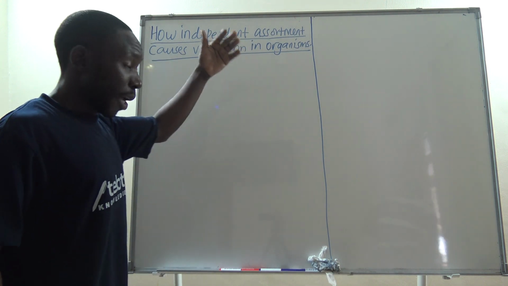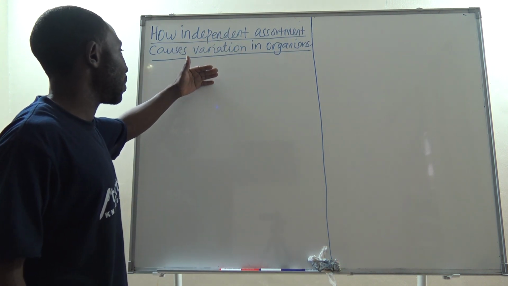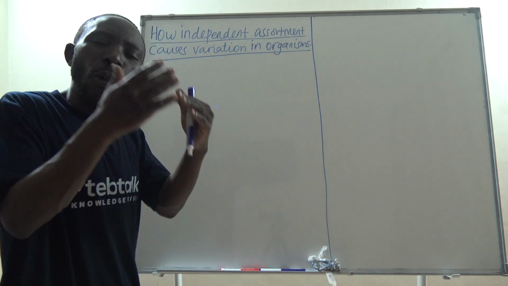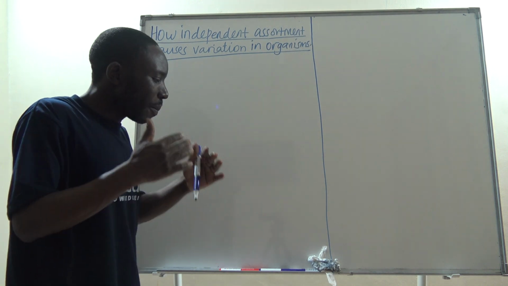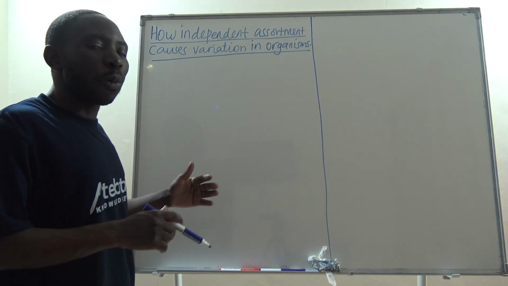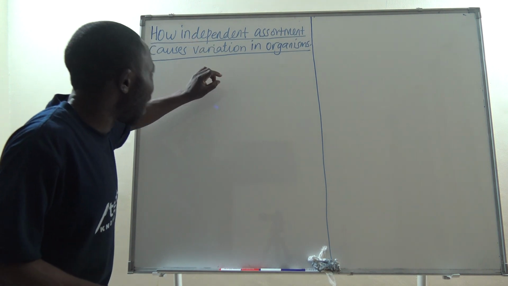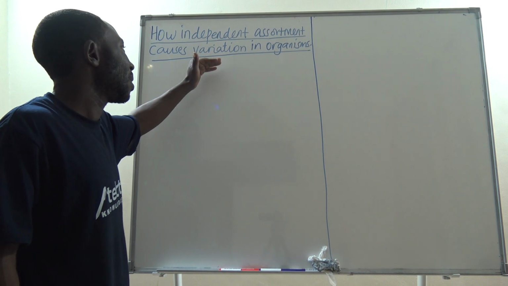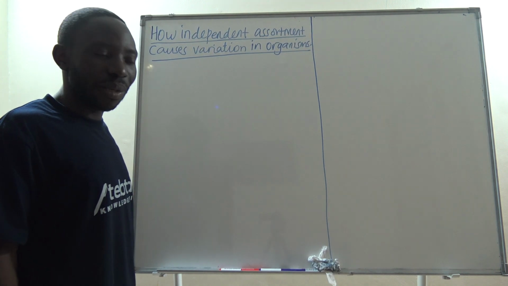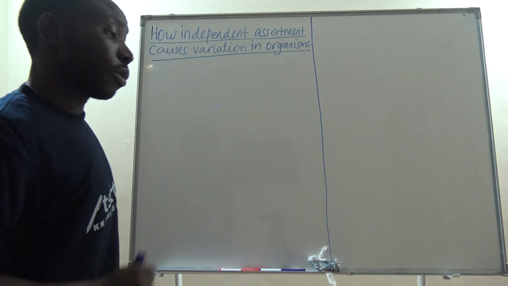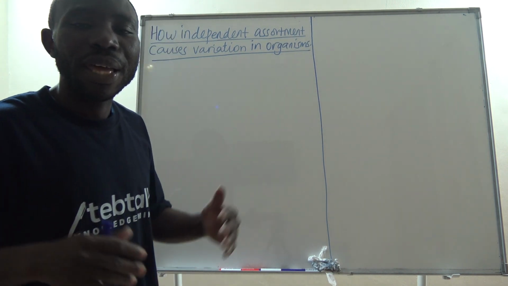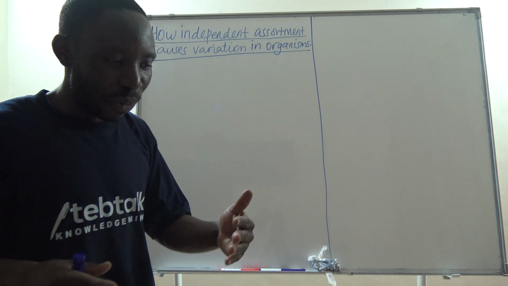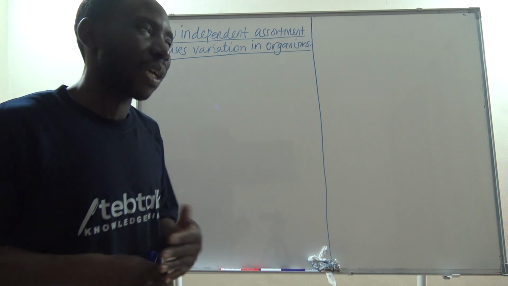This time, let's see how independent assortment causes variation in organisms. So, we are dealing with one by one. We started with crossing over, and this time we are dealing with how independent assortment causes variation in organisms. Dear scholars, you will need to agree with me that independent assortment occurs during meiosis in a phase called metaphase 1.